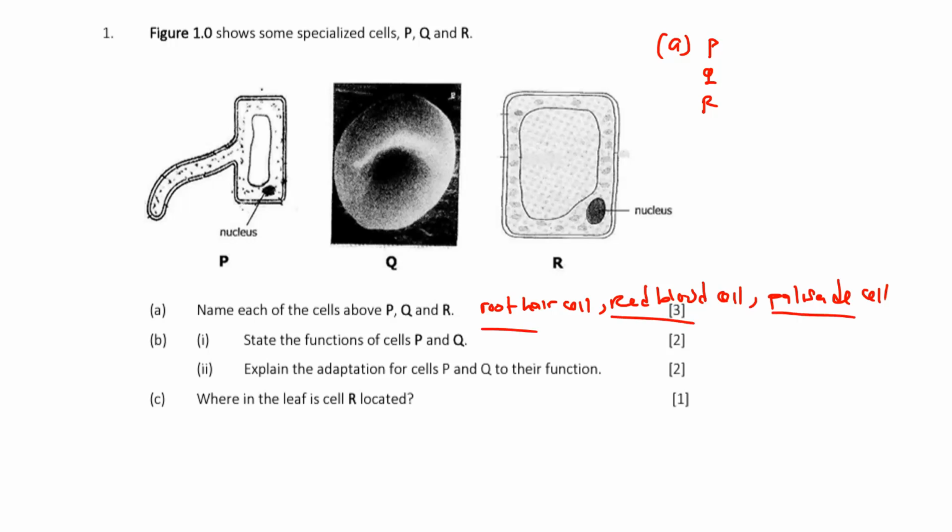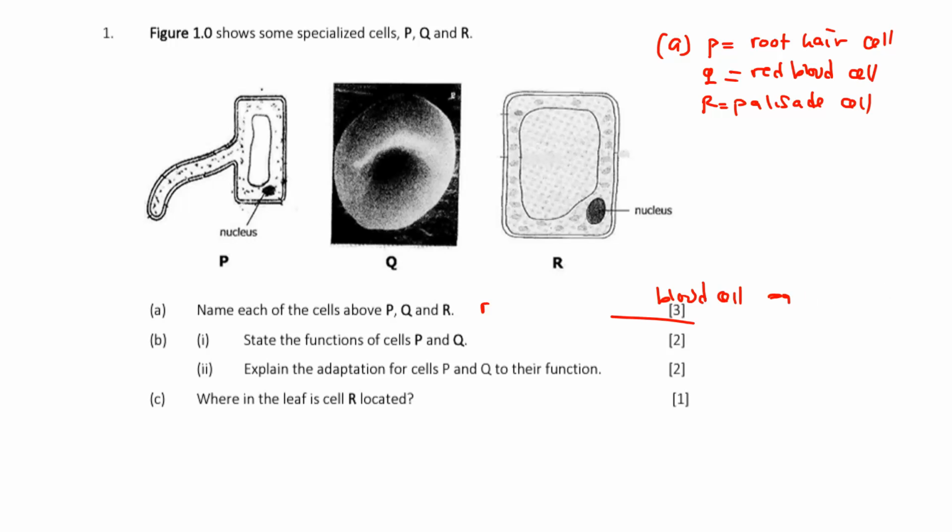But here they are named P, Q, and R. So make sure that you indicate that this is P. So P is the root hair cell. Then Q is the red blood cell. Then R is the parasite cell, which is a typical plant cell. I guess I've guided on that part. You don't have to give the examiners substandard answers. You also need to, in terms of how you present the answers, I think it matters.